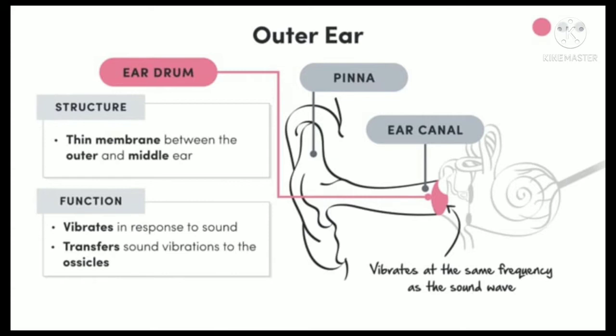Now we will learn about the eardrum. Eardrum is also known as tympanic membrane. The tympanic membrane looks cone shaped. Structure of eardrum: a thin membrane between the outer and the middle ear. Functions of eardrum: it vibrates in response to the sound and transfers sound vibrations to the ossicles. The eardrum vibrates at the same frequency as the sound waves. This is all about the outer ear.